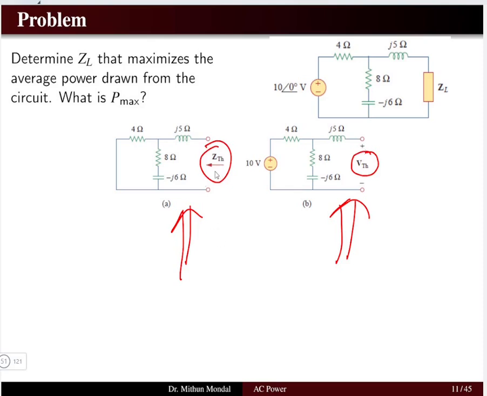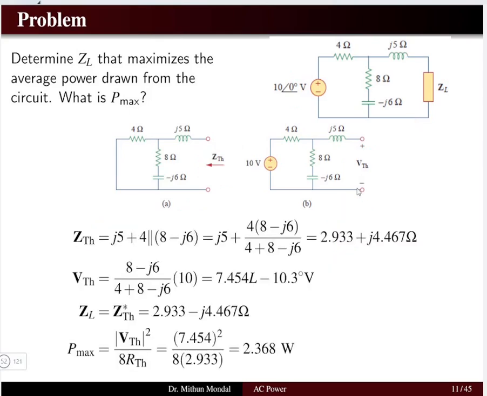You know that when we try to get the value of Z Thevenin, then all independent voltage sources will be short circuited and all independent current sources will be open circuited. Here we have only the voltage source, so we are short circuiting it. We are getting a circuit which will be useful for getting the value of Z Thevenin. Now for voltage Thevenin, we will open circuit the load impedance and try to determine the open circuit voltage at the terminal where the load impedance is connected. So voltage Thevenin and Z Thevenin are the ones which we have to calculate for the two networks.